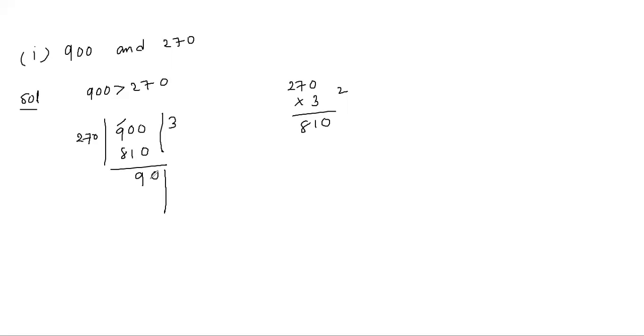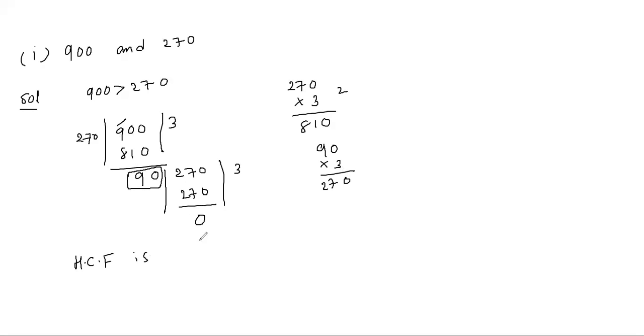This remainder 90, divide 270 with this remainder. 90 times 3 is 270. So now the remainder is 0. When your remainder is 0, you can stop the process. So what is the immediate one? 90. This 90 is the HCF of the given two numbers. So HCF is 90. This is the answer.